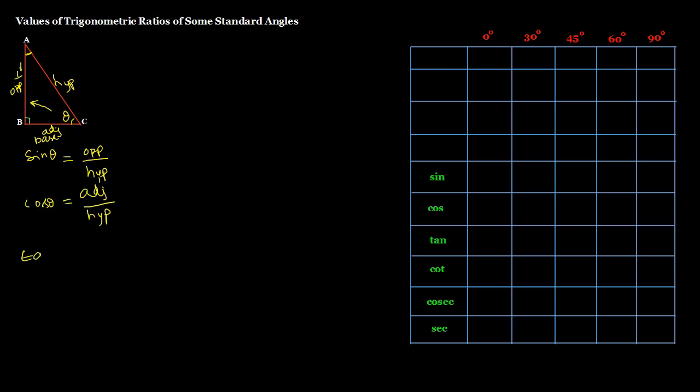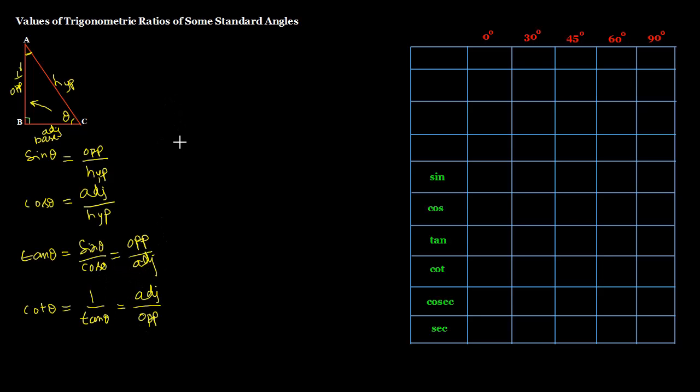For tan theta, understand this, because once you write sin theta and cos theta, you don't need to remember any of those. It will be sin theta divided by cos theta, which is going to give me opposite by adjacent. And cot theta, which is the reciprocal of tan theta, is cos theta by sin theta, or otherwise straight away the reciprocal of this, which is going to be adjacent by opposite.